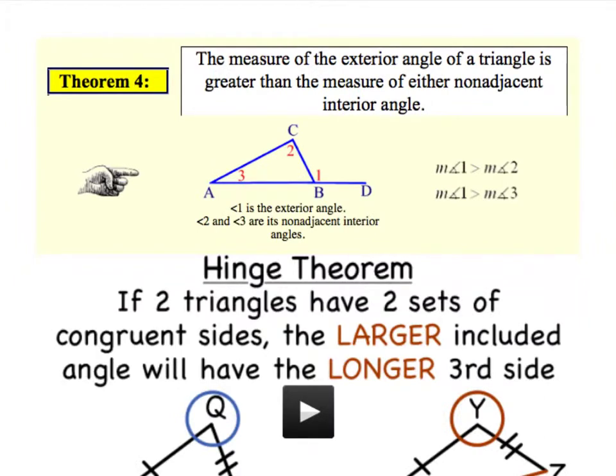The last theorem, and I don't think we talked about this one all that much, says the measure of the exterior angle of a triangle is always going to be greater than the non-adjacent interior angles. So in this case, angle 1 has got to be greater than either one of these two.